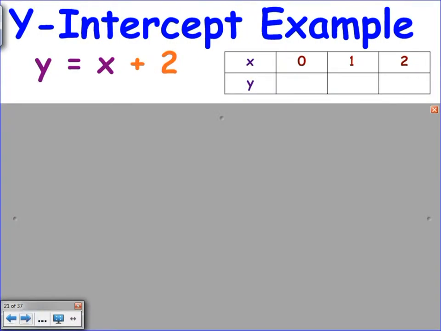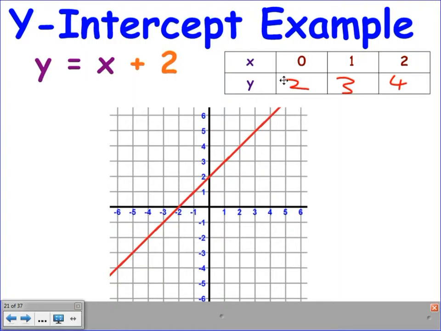Let's have a look. Okay? I have y equals x plus 2. So when x is 0, y is 2. If that's 0, 0 plus 2 is 2. When x is 1, y is 3. And when x is 2, y is 4. So when we plot it, and we get a graph like this, you can see quite clearly that when I plot 0 against 2, 1 against 3, 2 against 4, draw my line, I end up with a y-intercept of +2. So that's what this information tells me.